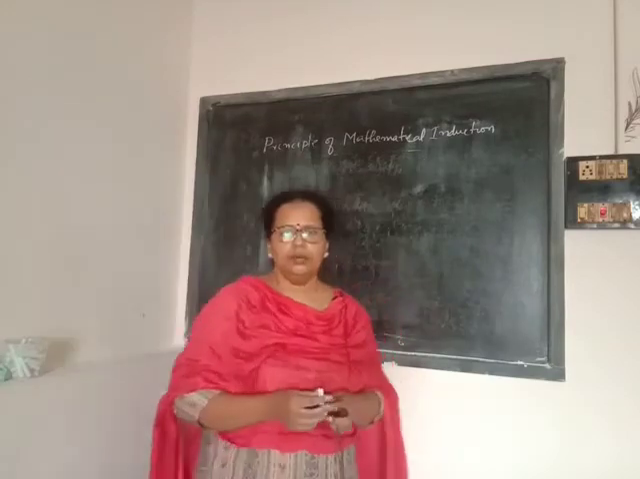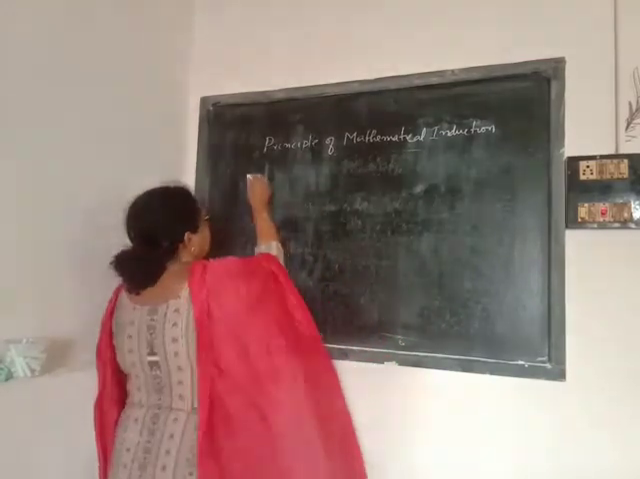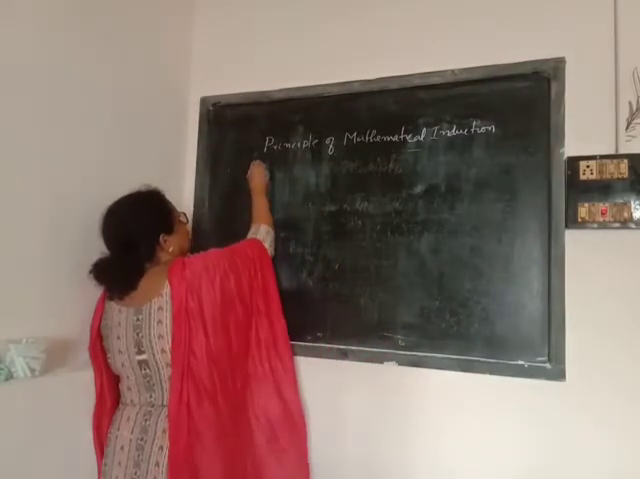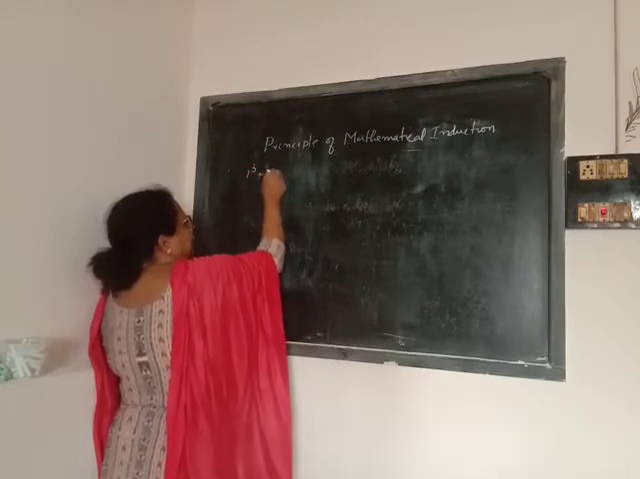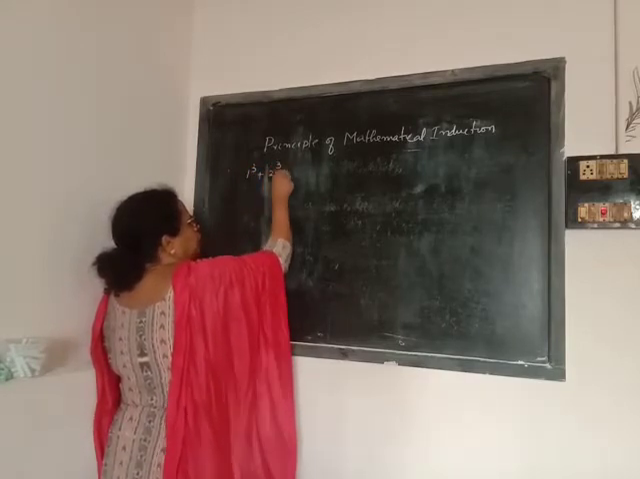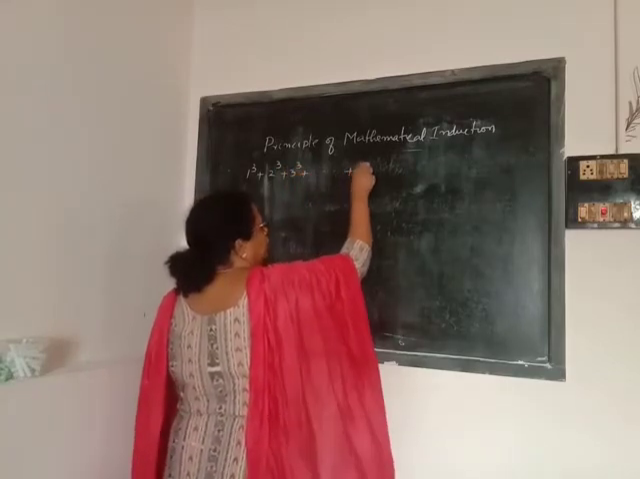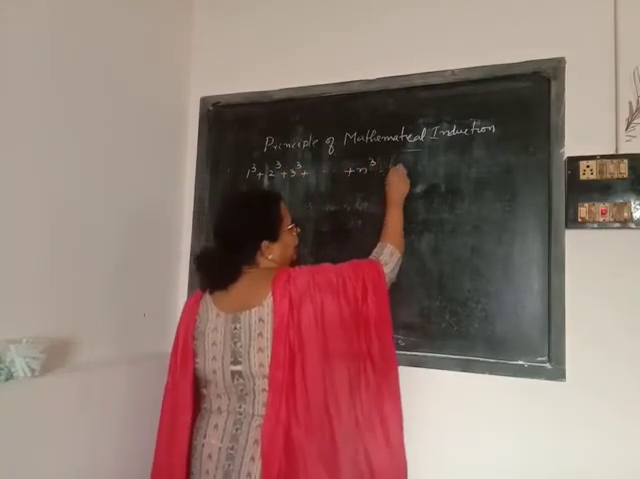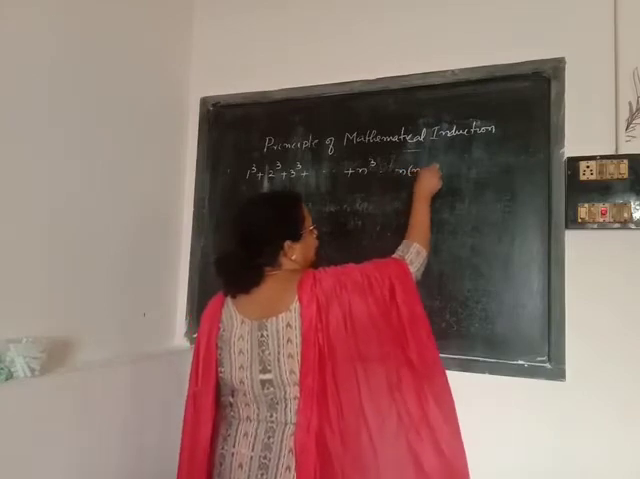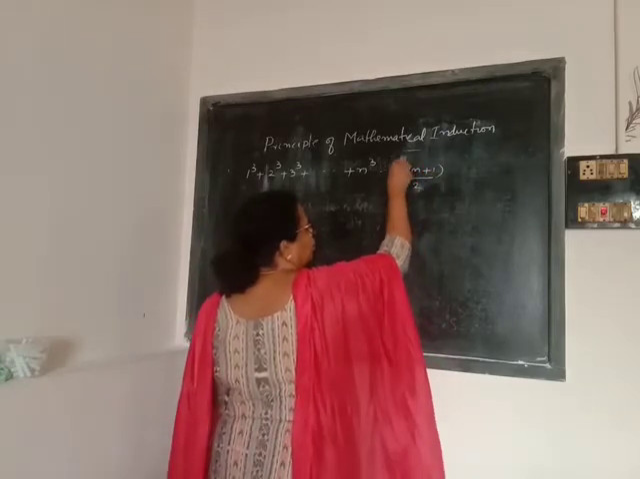Okay. Now next question. Let us prove. Show that 1 cube plus 2 cube plus 3 cube plus etc., plus n cube equal to n into n plus 1 by 2 whole squared.